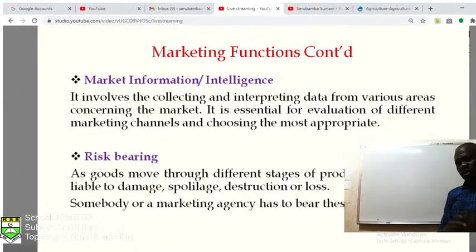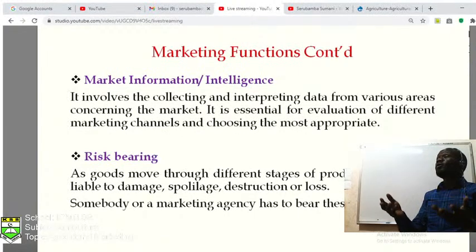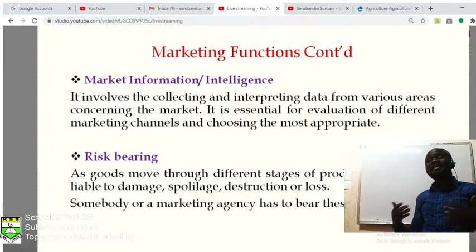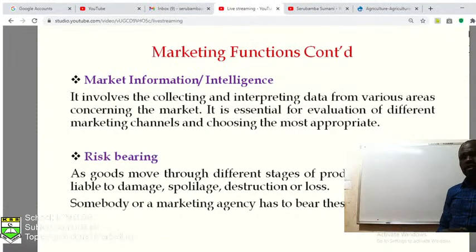It's very important, because if you don't have proper market information, you are going to sell your products at low prices, and yet there would have been better prices for you if you had taken the products to other places.